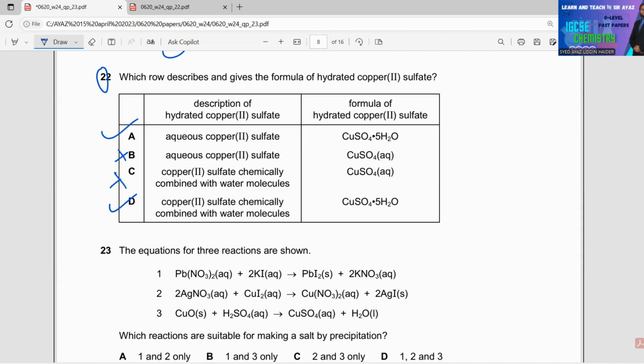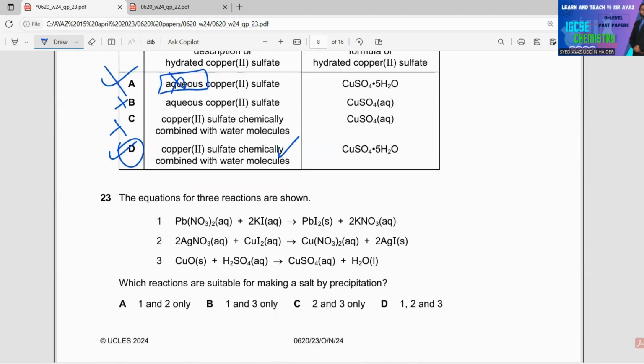Now in A, you see it's aqueous copper(II) sulfate. And in D, they are saying copper(II) sulfate chemically combined with water molecules. This is the right statement, because copper(II) sulfate is chemically combined, it's not aqueous copper(II) sulfate. So D must be the right answer in this case.